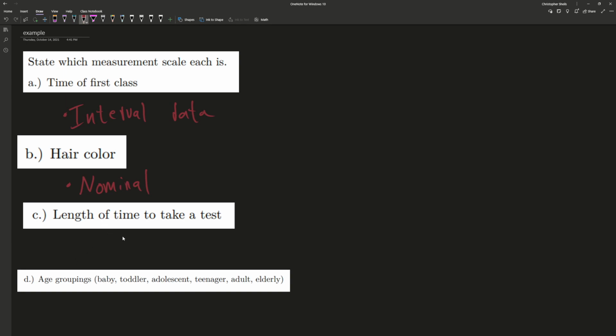The length of time to take a test. This is a number. And if you take 0 minutes to complete a test, it just means that you didn't take the test. So a measurement of 0 here means that there's no measurement. As a result, this is ratio data.